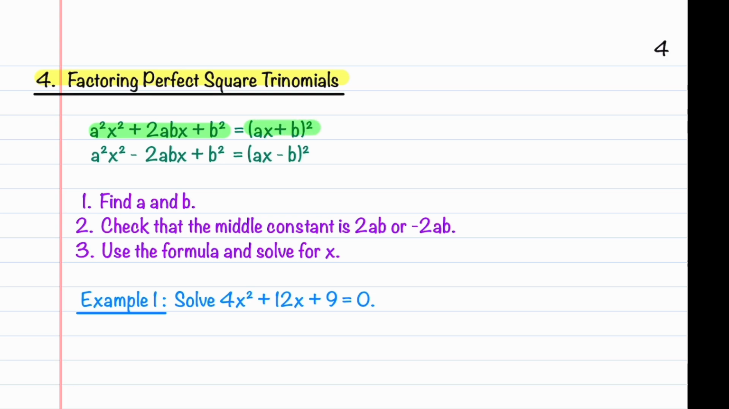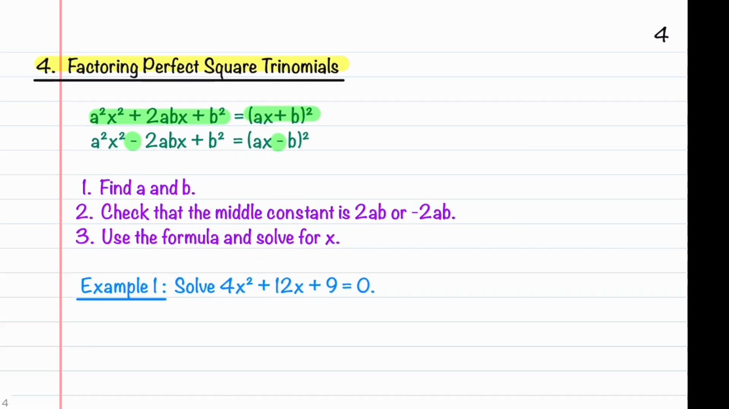And that's because our first term and our last term are what we call perfect squares. The same thing happens in our second formula, except in this formula we have a negative, and that follows through on the right-hand side as well. I'll show you exactly how to use these formulas to factor quadratics. I have written down 3 steps that we can follow, and we'll go through these as we work through our example.